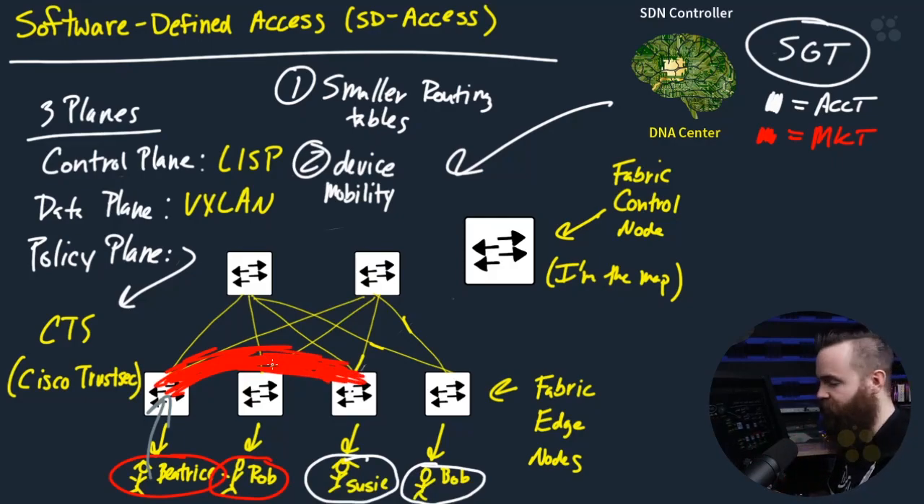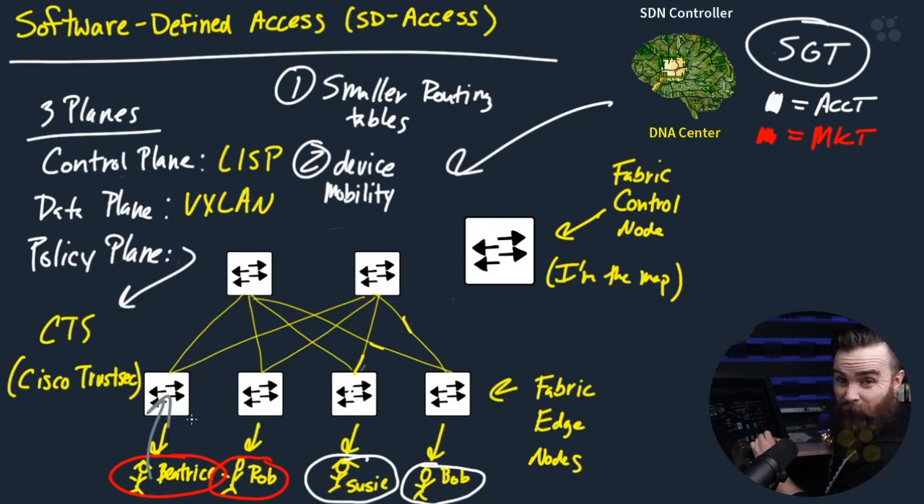But that's not the case, though. Beatrice cannot connect to Susie because of their security groups, and because we told DNA Center we don't want them talking, so it just doesn't happen. The Fabric Edge node already has that security group association, talked to DNA Center about it, and says, can't let that happen, Beatrice, I'm sorry.